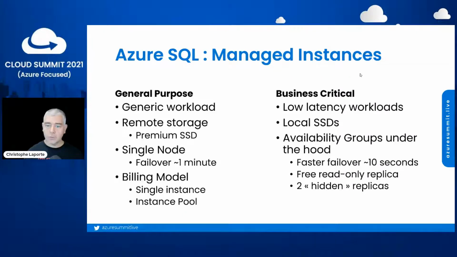It means that you have a low latency to access the disk, and your workload will also be very, very low in latency. Under the hood, you have some kind of availability group. That's the same technology. It means that the failover is very, very fast, less than 10 seconds. And you also have a read-only replica for free. That's very interesting because you can offload the reading for your application or for the reporting, for example. And in addition, you have 2 more hidden replicas that will just allow you to perform some failover.